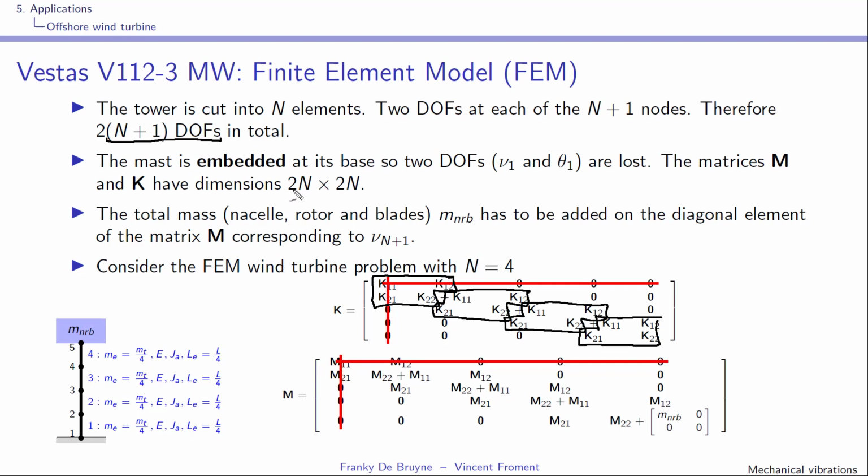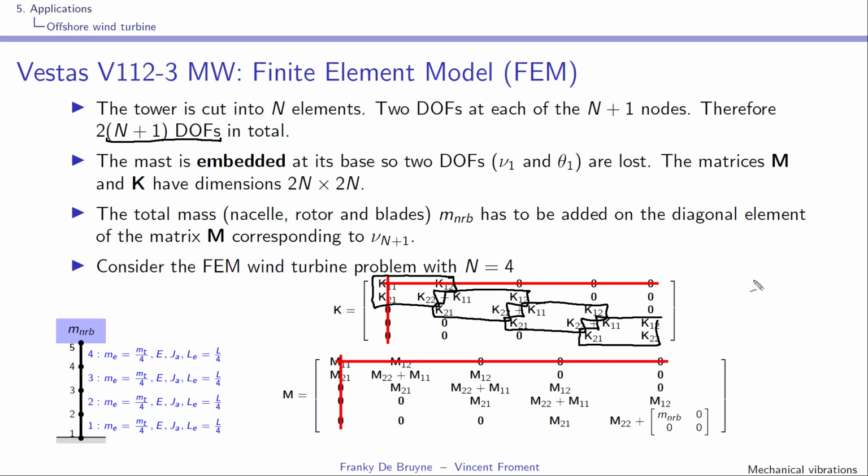2n times 2n, of course, because the matrices are square. Also, we have to make a little adjustment in the M matrix because we have the total mass, nacelle, rotor plus blade, that is added on top. So we need to add on the diagonal element that corresponds to the node n+1, to the variable nu. We have to add this mass, and this is why over here we have added this matrix over here.